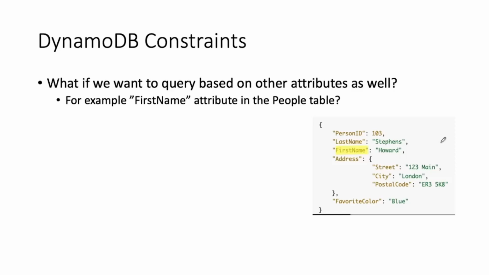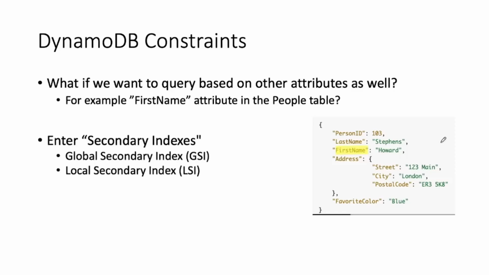So for example, in the case of the people table, what if we also want to query based on the first name attribute? So the solution to this, which DynamoDB provides, are secondary indexes. One is called the global secondary index. The other is called the local secondary index. We'll see in the next two slides what each of these indexes are.